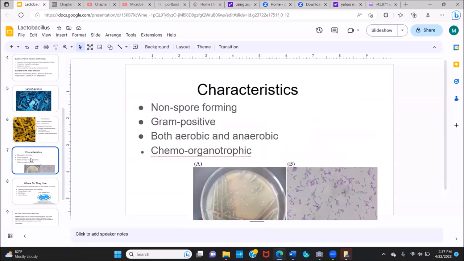So let's get into some characteristics. They are gram-positive, non-spore-forming rods, which are known to form chains. They are considered to be chemo-organotrophic, which means they grow in a nutritionally rich environment and require fermentable carbohydrates as their source of fuel. Lactobacillus was first introduced in 1901.